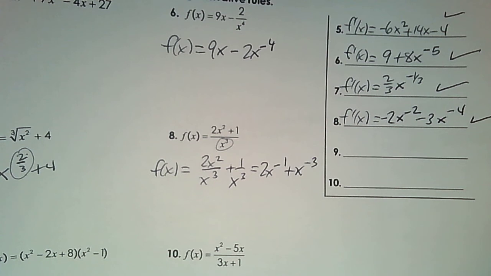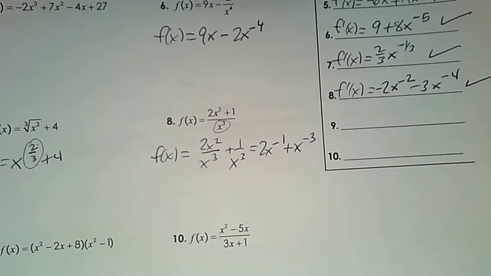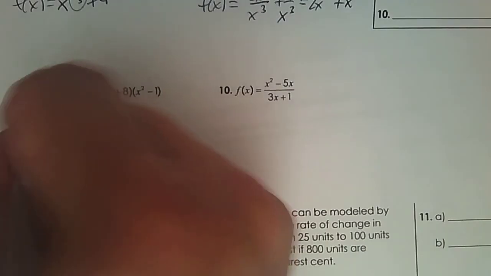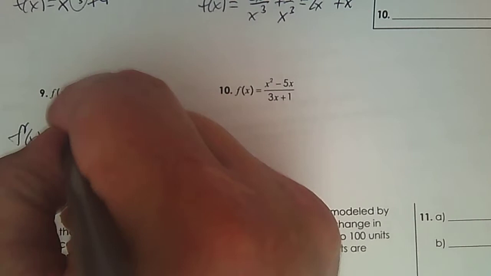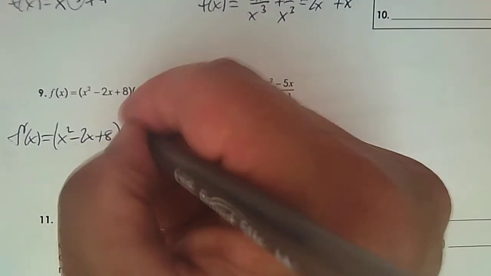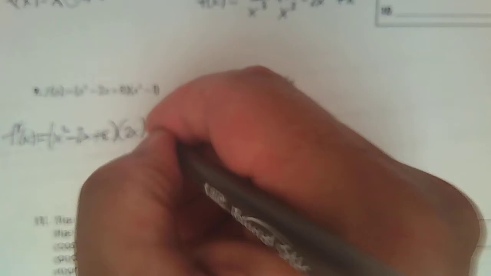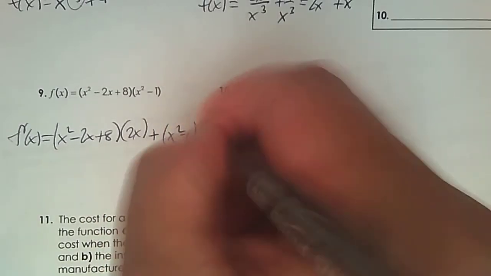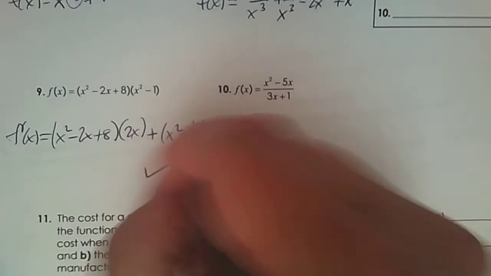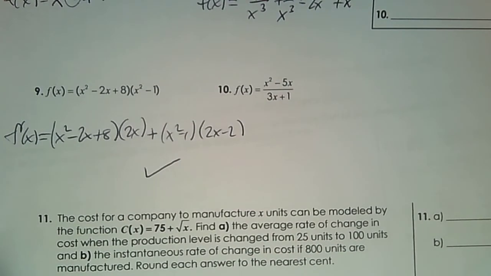Number 9, can you do the product? I won't have room to do this in terms of where the space is, so I'm just going to put the answer here. It's the first, x squared minus 2x plus 8, times the derivative of the second, plus the second, times the derivative of the first. So know that you did each step correctly, and that's called the product rule.